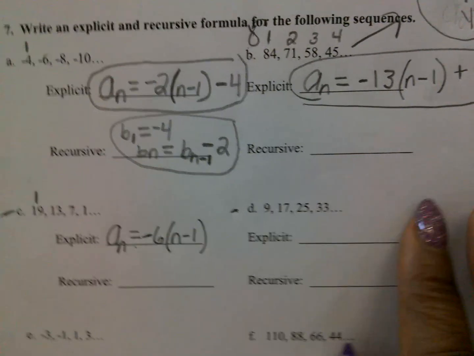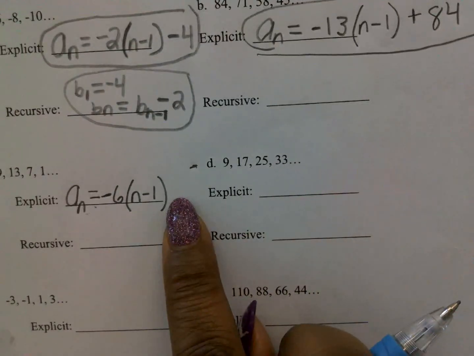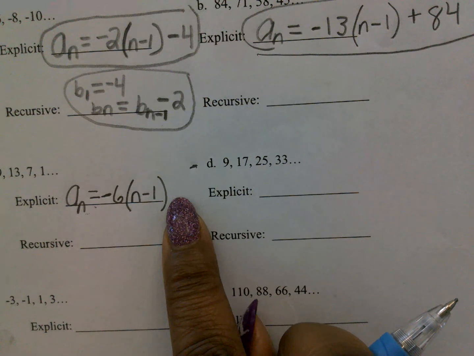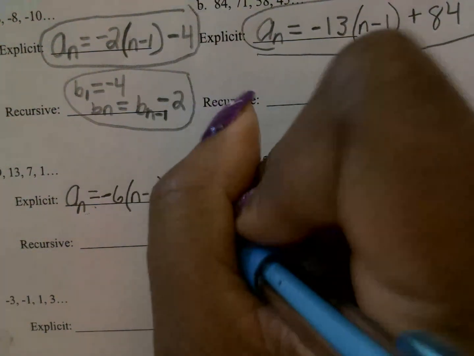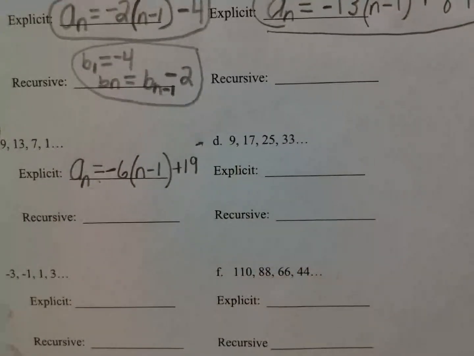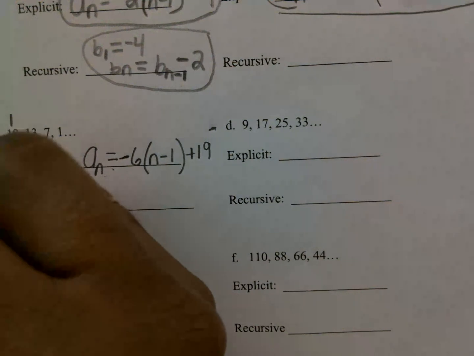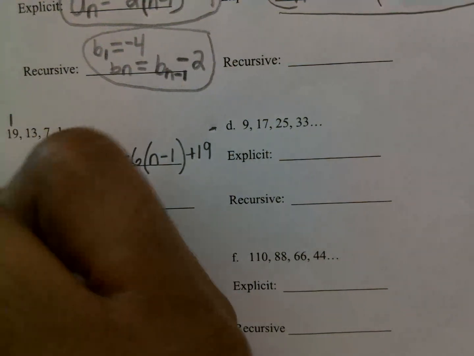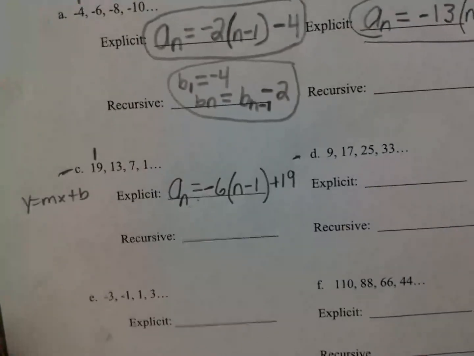Okay. So now, what's the first number? So we got plus what? 19. You cannot forget about the 19. Another way to write this is to use the slope-intercept form. That's y equals mx plus b. That's another explicit formula. Okay?